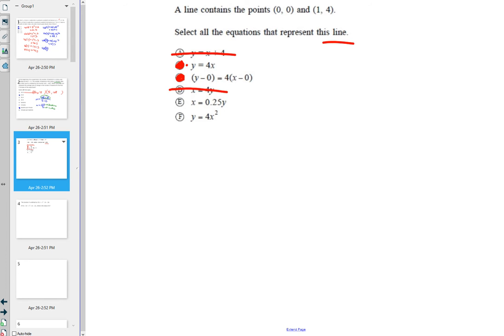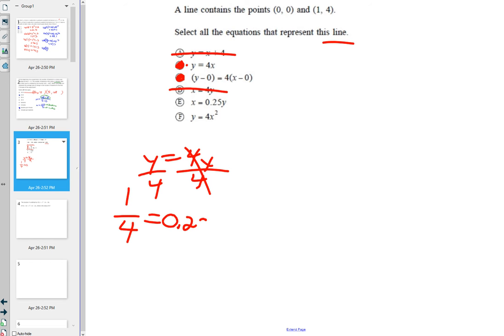Okay, E is 0.25 times 0. Yeah, the only thing they did here is they took the y equals 4x and divided by 4. When you divide something by 4, it's the same thing as multiplying by 0.25. Because what's in front of the y? A 1. What's underneath the y? A 4. 1 over 4 is equal to 0.25. So actually that one's going to work too.